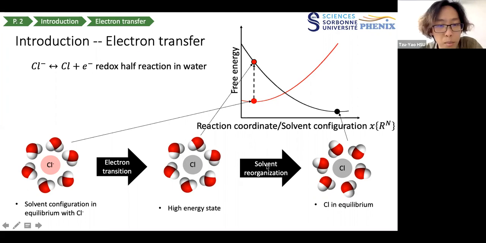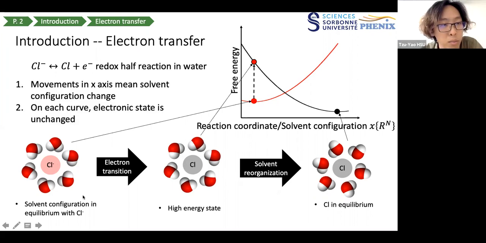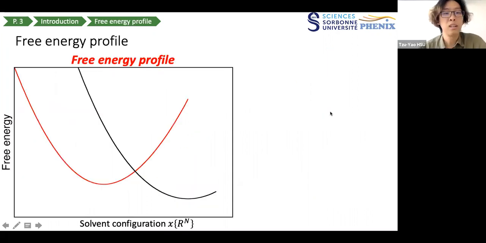And with this simple demonstration, there are 2 points to remember. First, movements in the x-axis mean that we are reorganizing solvent. And secondly, on each curve, the electronic state is unchanged. And we call these kinds of curves free energy profiles.